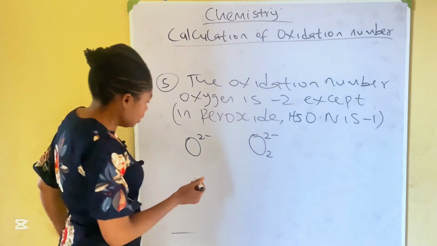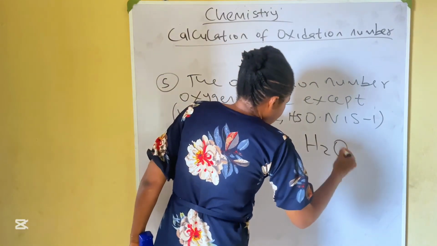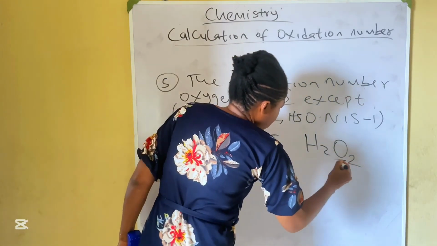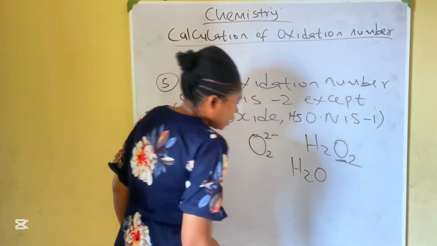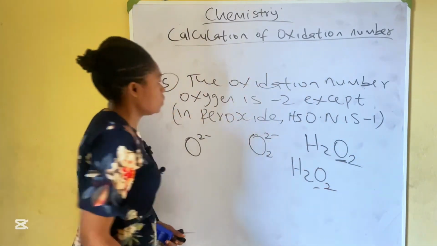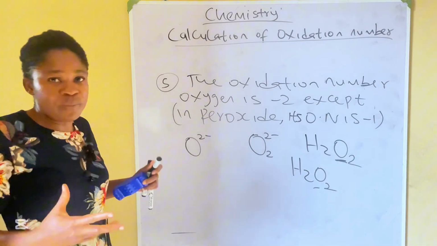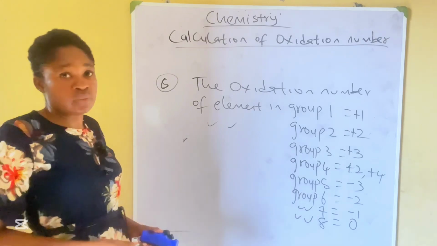Okay, so look at this. This is a peroxide. This peroxide, when you check the oxidation number of oxygen, it will give you -1. If you check the oxidation number of oxygen in water, it will give you what? -2. So the oxidation number of oxygen is always -2, except in peroxide. So let's look at the 6th rule.